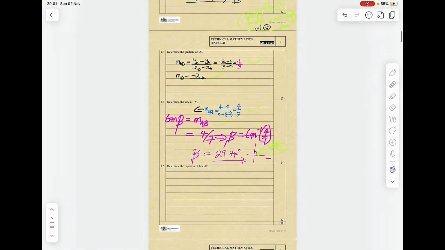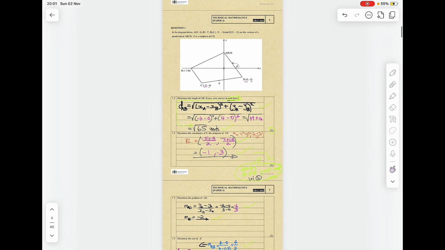So we have the equation of line AD now. Right? Line AD is this one.